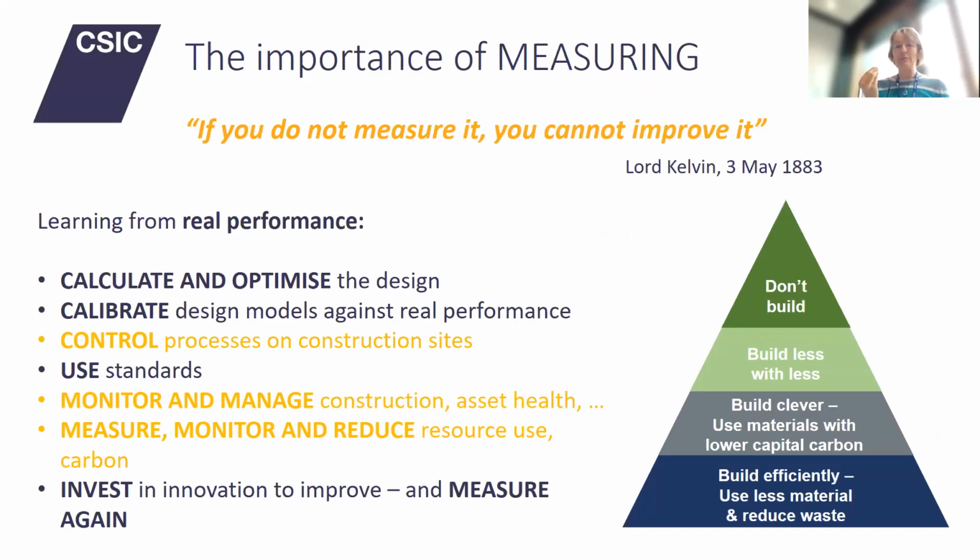So it's things like being able to control processes, use robotic and automated processes where they can be more accurate, monitoring and managing construction processes and asset health, for example, measuring, monitoring and reducing resource use and carbon, using digital tools to track materials as they come onto construction sites or track materials as they move around the country so that we know when they're going to be delivered. All these things are really crucial in helping us to control our carbon emissions. And if we don't measure it, we can't improve it. And at the moment, sorry to say, whatever we think, we're not measuring our carbon footprint well enough at the moment.